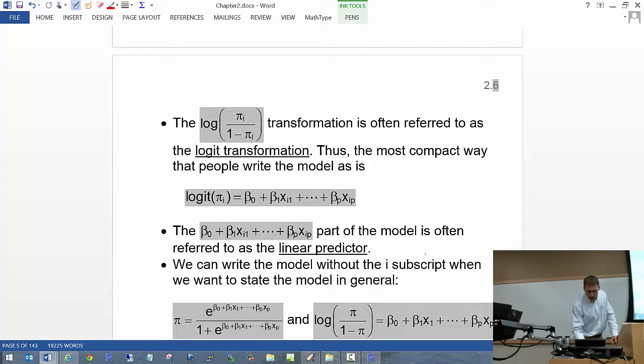Now, this naming convention, calling this the logit transformation, leads to a third way to write your model that's even more compact. The logit of pi sub i on the left-hand side, and on the right-hand side, a linear combination of the betas with the x's. This linear combination of the betas and x's is often referred to as the linear predictor, because it's a linear combination of the betas and the x's. That's just where it comes from. So this is the linear predictor. Commonly used terminology.